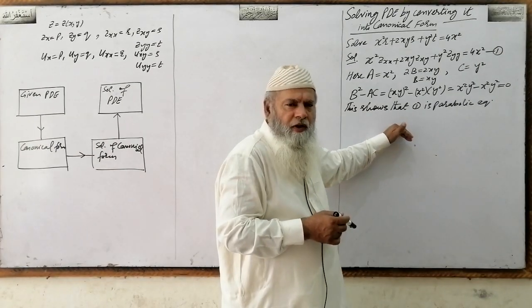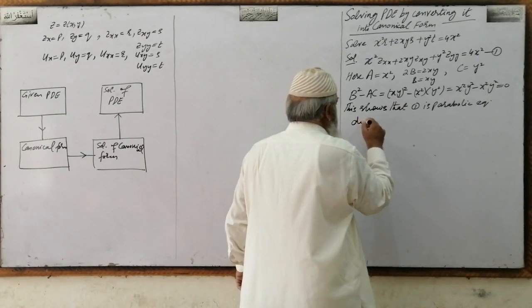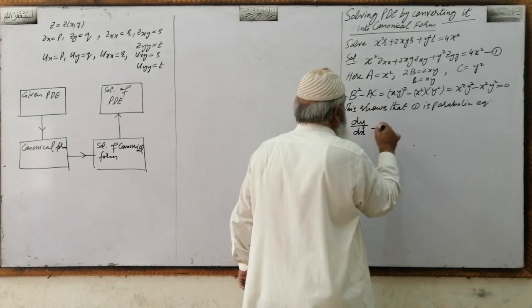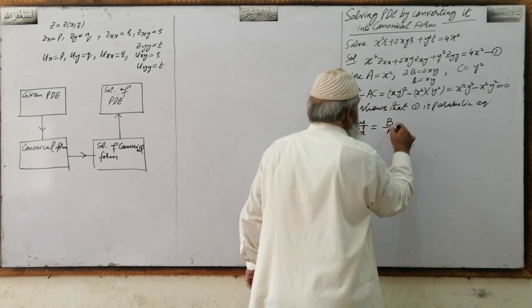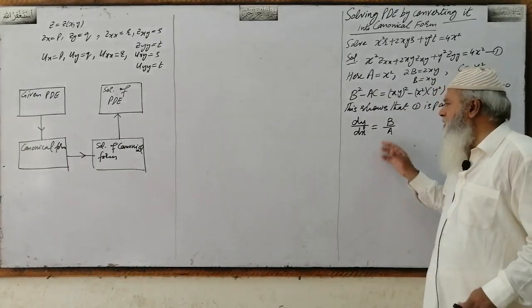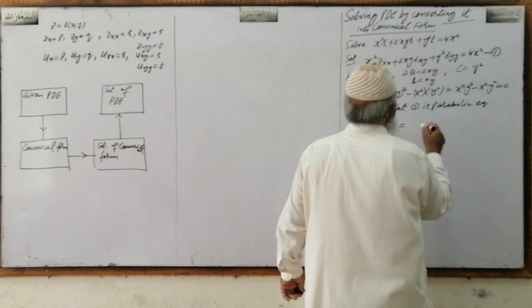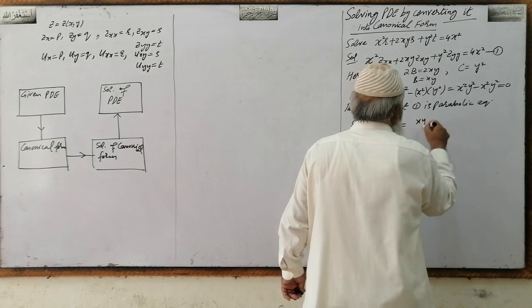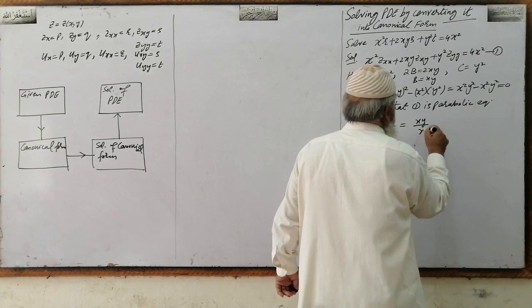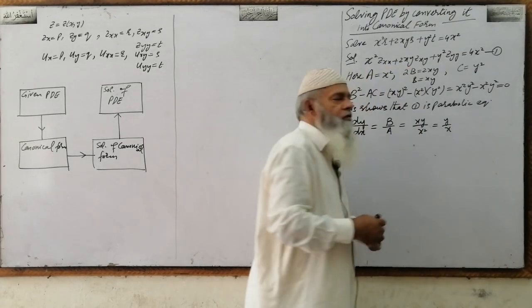Once we have classified the differential equation, then for this case we consider dy by dx is equal to b over a. For the parabolic case we consider dy by dx is equal to b over a. Now put the values here. What is b? b is xy, and what is a? x square, and this will give you y over x.